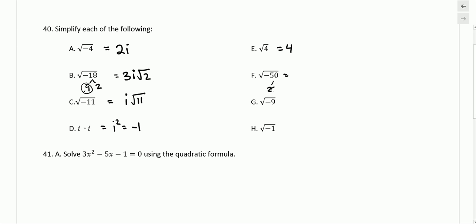50 is 25 times 2. 25 is a perfect square, so this is 5i root 2. This is 3i. And the square root of -1 is defined as i.